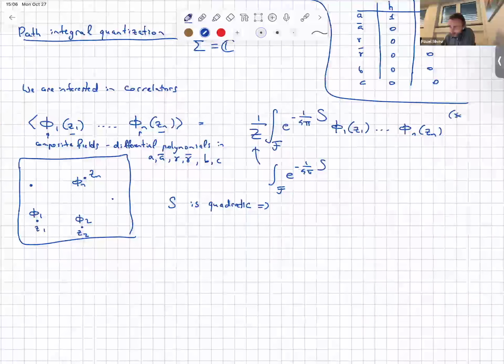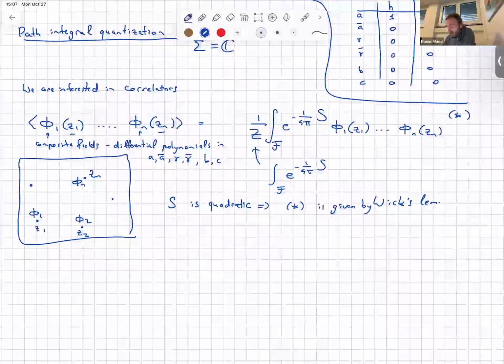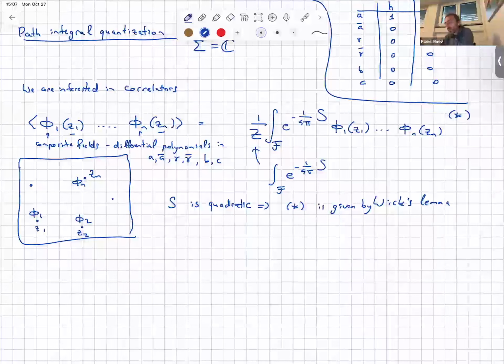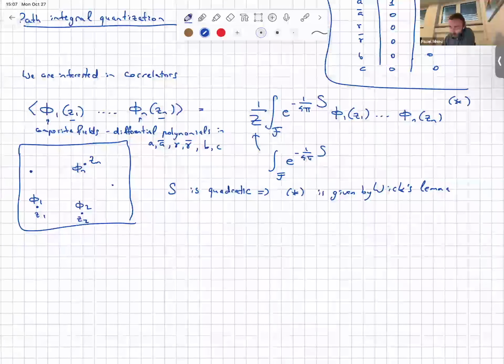And this means that, well, let me call star this path integral expression. So the path integral expression is given by Wick's lemma. Well, which in this case is not a lemma, it's essentially a definition. It's a lemma when you have a Gaussian measure on some finite dimensional space and you want to compute moments of this measure. But now we have an infinite dimensional Gaussian measure, so here it becomes a definition. So it's given by Wick's lemma with certain propagators.